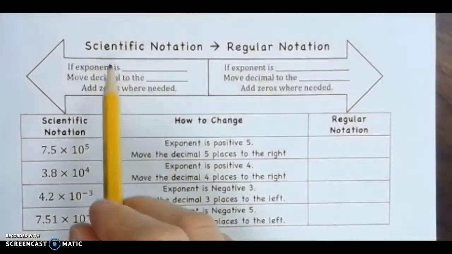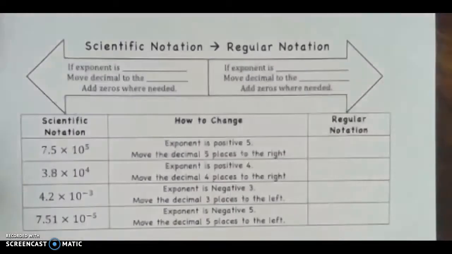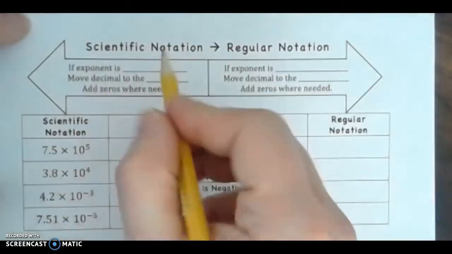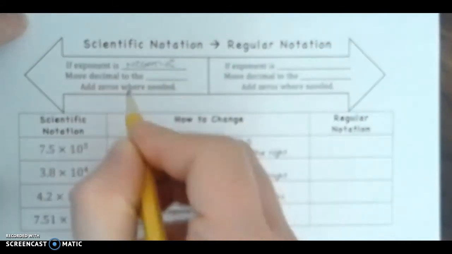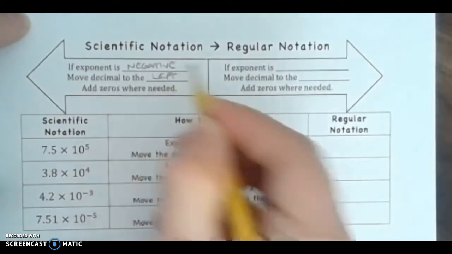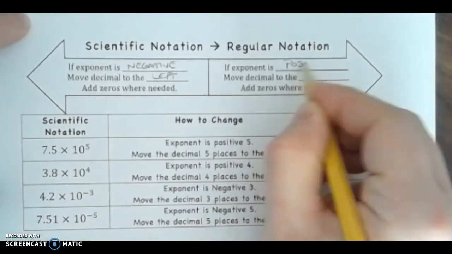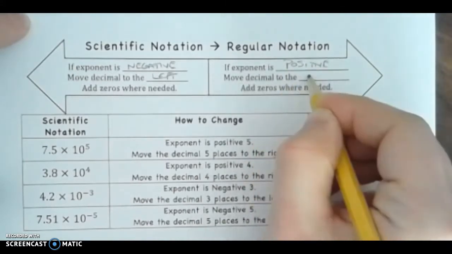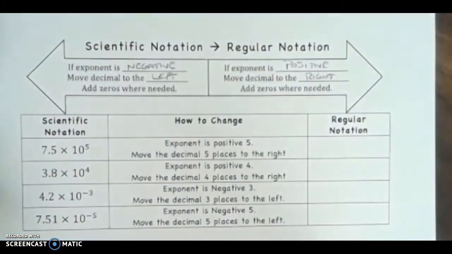I can also go from scientific notation into regular notation. All right, so our rules are going to be a little bit reversed from what we did in that example. So for example, this time, if the exponent is negative, then I'm going to move the decimal to the left. Okay, and I'm going to add any zeros when needed. But if the exponent is positive, well, then I'm going to move it to the right. And again, I'm going to add any zeros when needed.